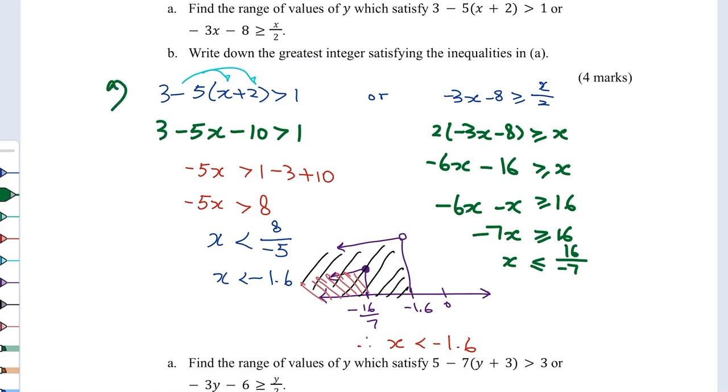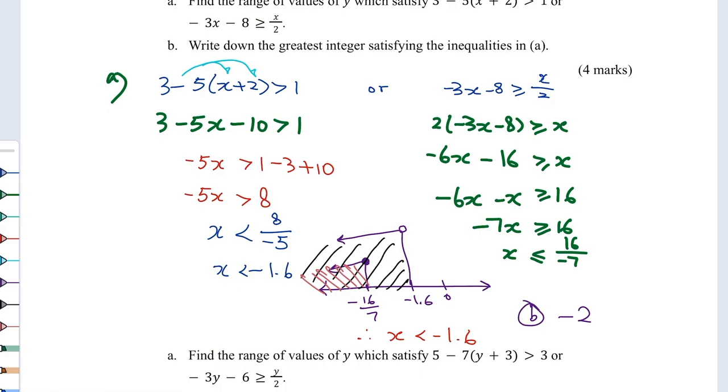That's part A. So from this answer, what's the greatest integer? You have to be less than negative 1.6. Is negative 1 less than this? No. So the greatest number will be negative 2. Okay, that's the answer.